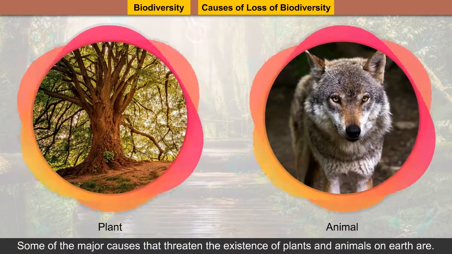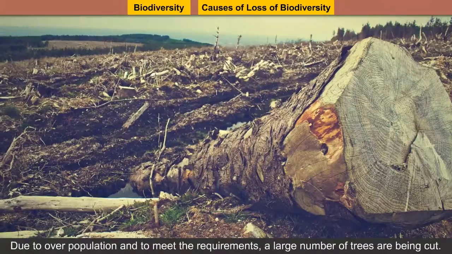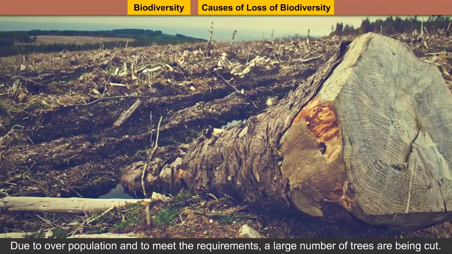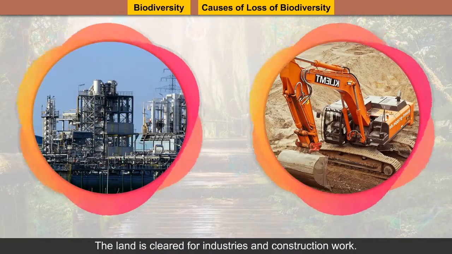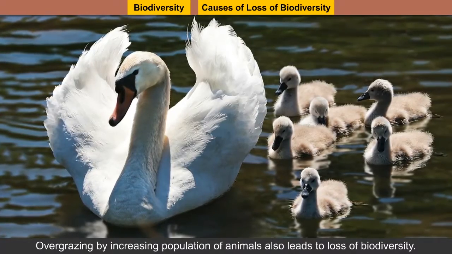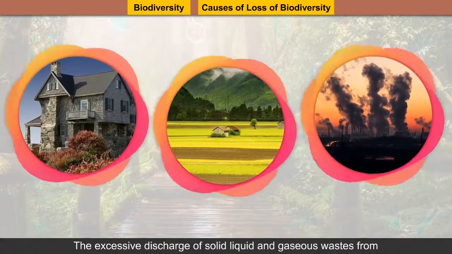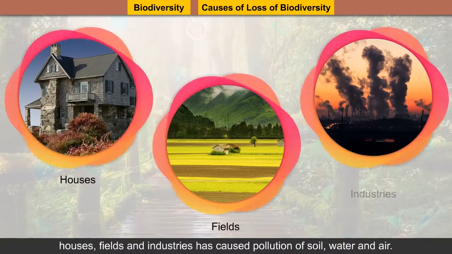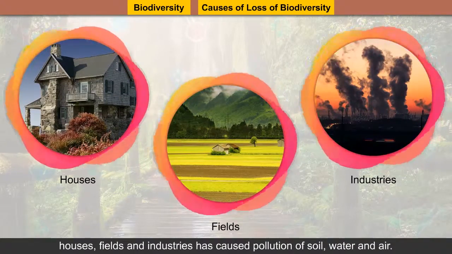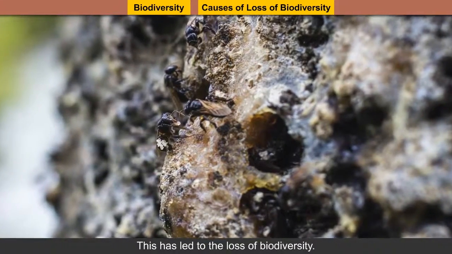Causes of loss of biodiversity. Some of the major causes that threaten the existence of plants and animals on Earth are: due to overpopulation and to meet the requirements, a large number of trees are being cut. The land is cleared for industries and construction work. Overgrazing by increasing population of animals also leads to loss of biodiversity. The excessive discharge of solid, liquid, and gaseous wastes from houses, fields, and industries has caused pollution of soil, water, and air. This has led to the loss of biodiversity.